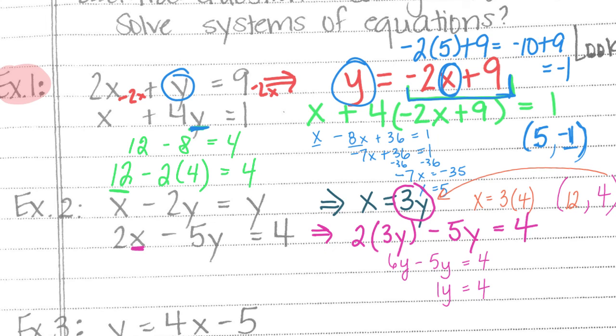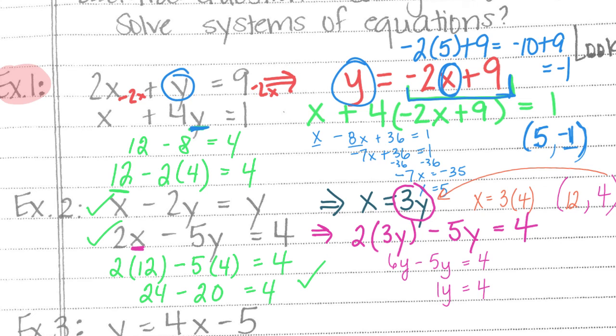And you can always check with my point here. It checked with the first, but it has to check with both in this case. So 2 times 12 minus 5 times 4 is also equal to 4. So 24 minus 20 is equal to 4. It checks through as well. So it's always a good idea to check. My first solution was 5, negative 1. My second solution was 12, 4. Good job.